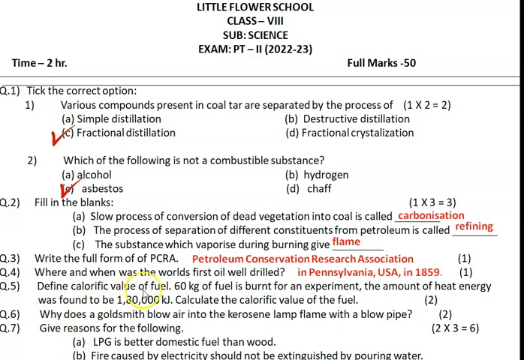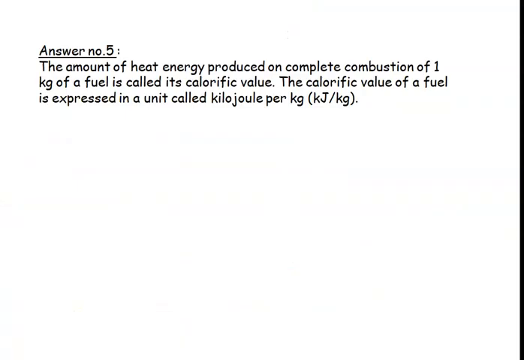So define the calorific value of fuel. The answer is the amount of heat energy produced on complete combustion of 1 kg of fuel is called its calorific value. So when the question is to define calorific value, you should never finish the answer without writing the unit. The calorific value of a fuel is expressed in the unit called kilojoule per kg, kJ per kg.